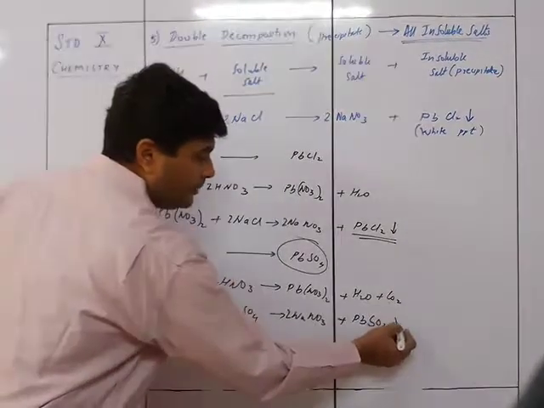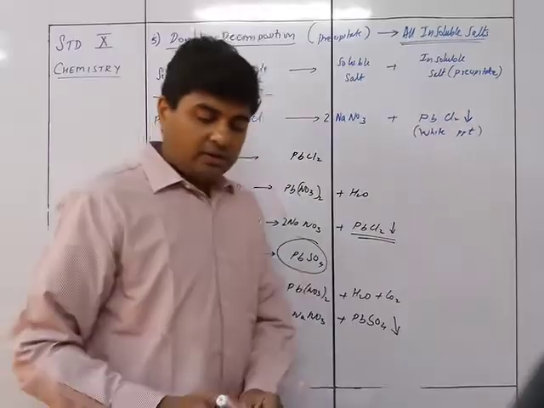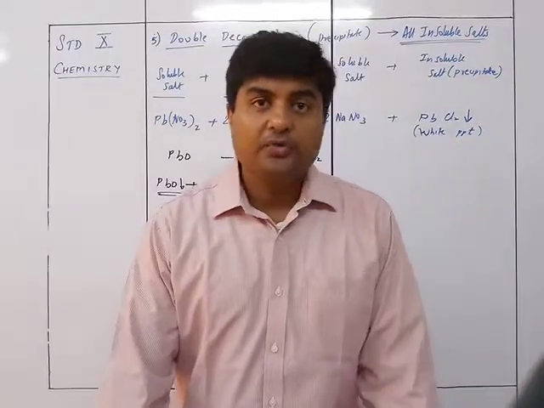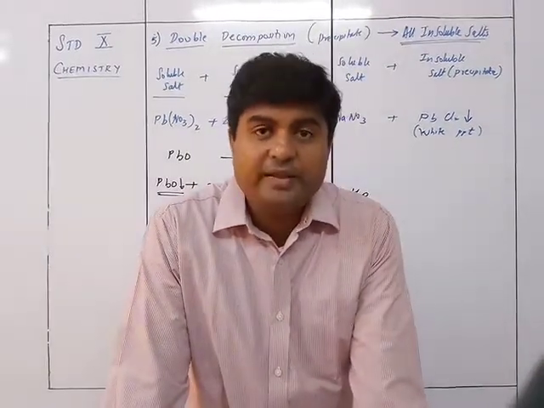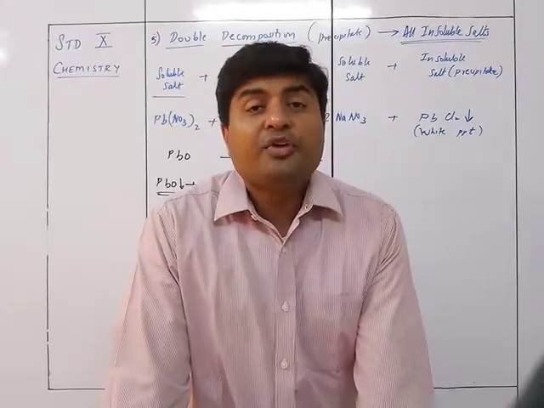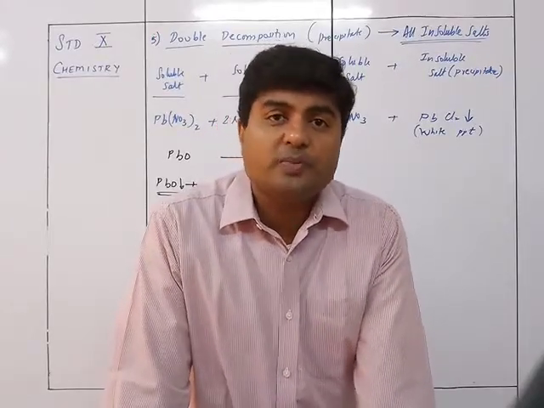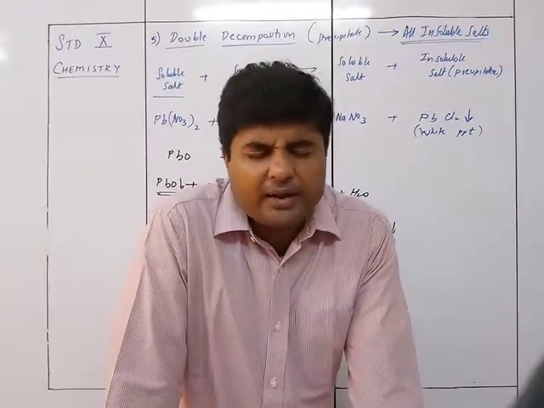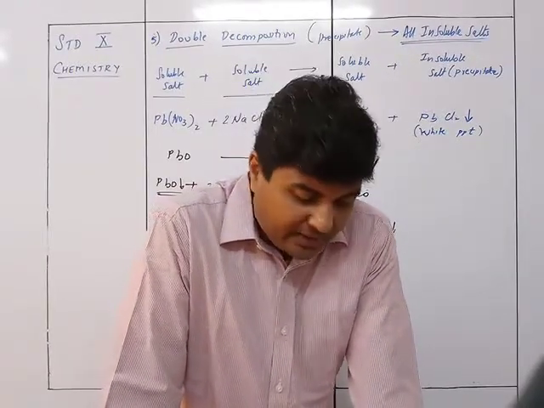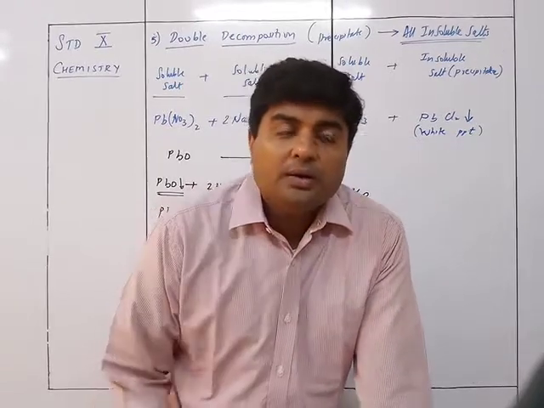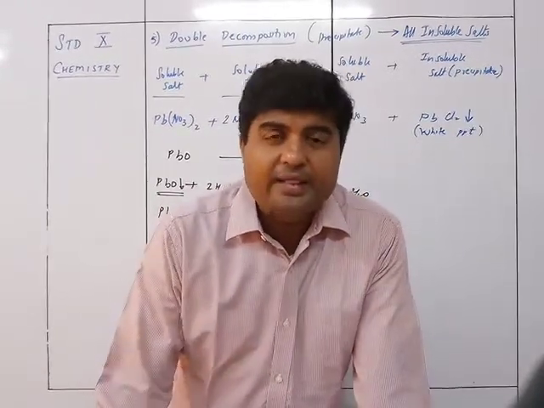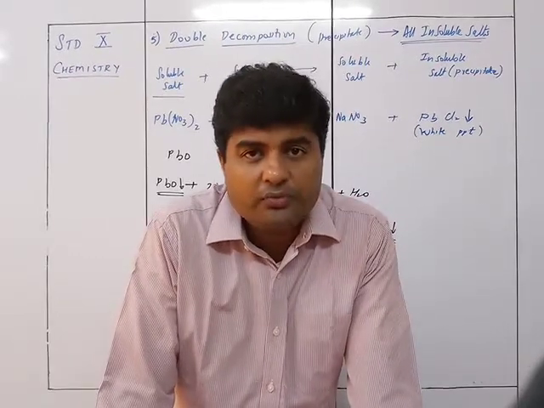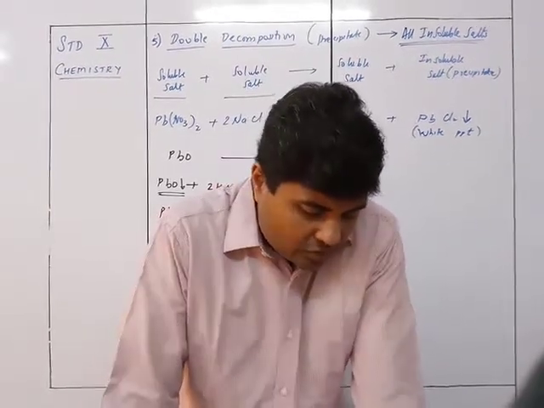This will be a precipitate. Got it? So this is how we are going to get an insoluble salt from an insoluble salt. The only thing is, it's a two-step method. First of all, you convert the insoluble salt that you have got by reacting it with an acid, which could be nitric acid, into a nitrate salt, and then react it with another kind of salt to give you the required insoluble salt.